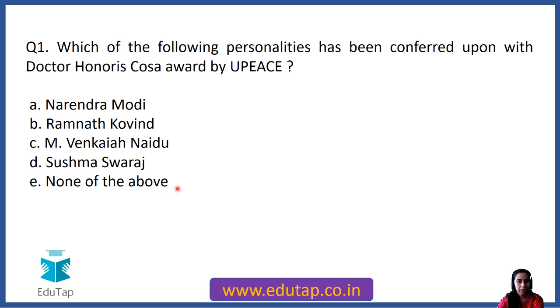Okay, question 1 is, which of the following personalities has been conferred upon with Doctor Honoris Causa award by UPeace? So you know that this is the University of Peace, and the first Indian to win this award is, your options are Narendra Modi, Ramnath Kovind, M. Venkaiah Naidu, Sushma Swaraj, or none of the above. So it is your turn to answer the question, and our answer to this particular question is option C. So the Vice President of India is the first Indian personality to win this award by UPeace.